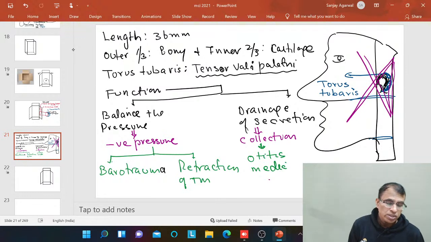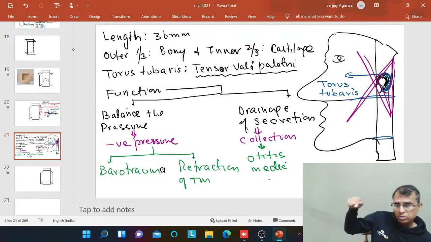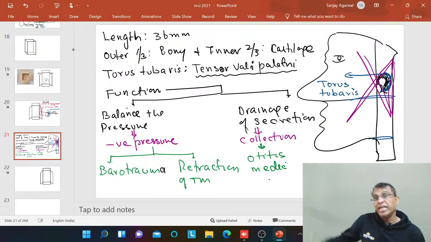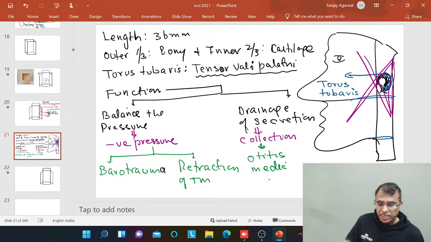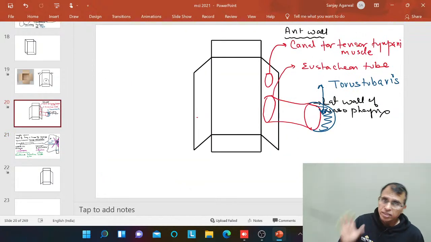So that's called barotrauma. And barotrauma, they ask you, when is it more common? When the flight is coming down, descending, or when the flight is going up, ascending? And the answer is, barotrauma is more common when the flight is descending. When it is coming down, that time the barotrauma is more, not so much when it is ascending. So we know barotrauma, we know retraction. Otitis media, we'll discuss later on. So this completes the anterior wall of the middle ear. Done.